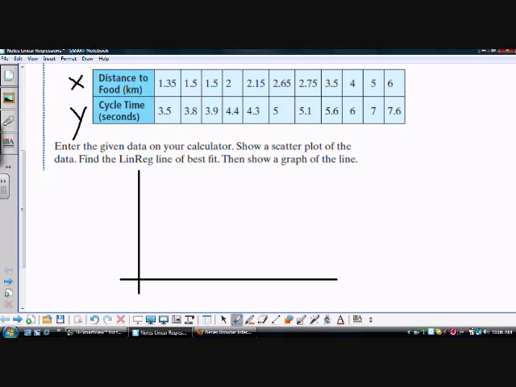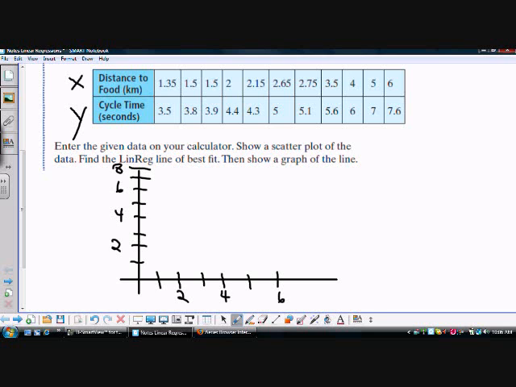All right, so my x-axis, my distance axis, I need to scale up to 6. 1, 2, 3, 4, 5, 6. And my y-axis, my time, I need to scale up to about 8. 1, 2, 3, 4, 5, 6, 7, 8. Okay, good enough. All right, now I'm going to put some dots on.